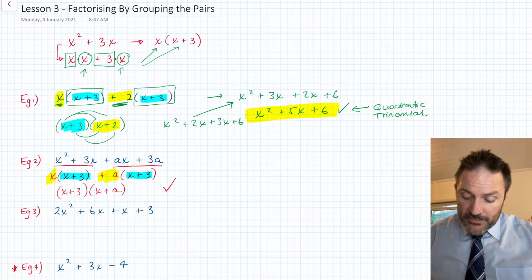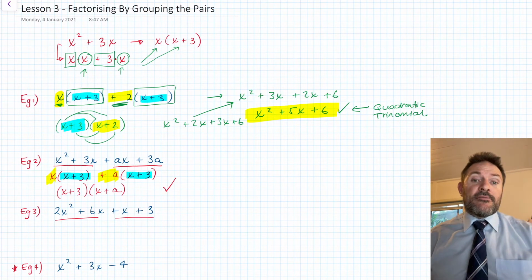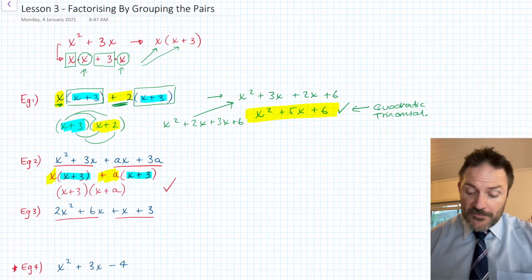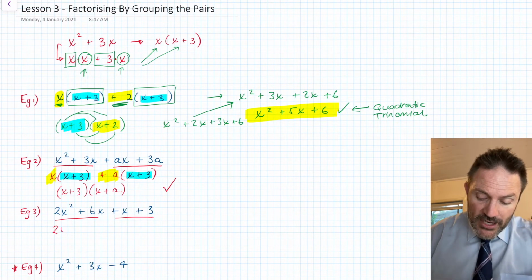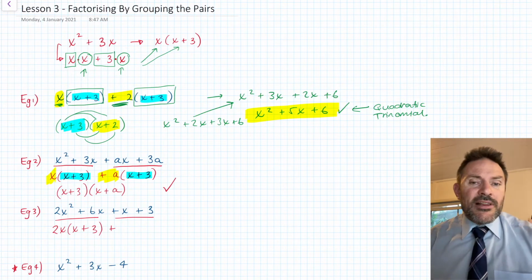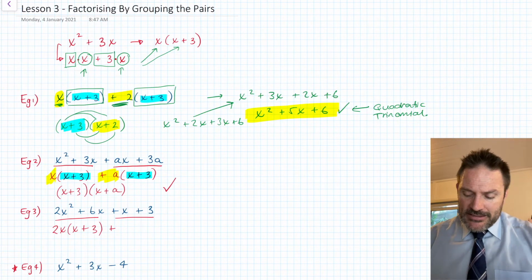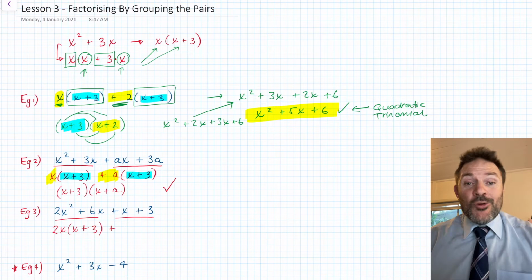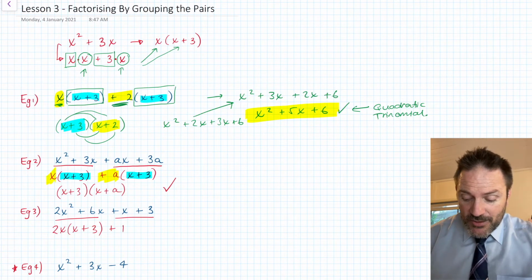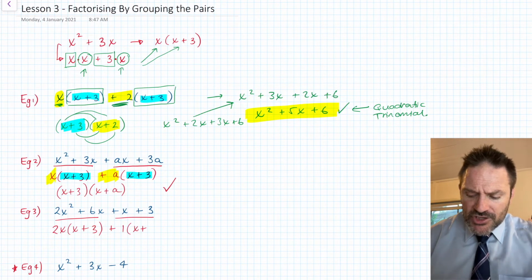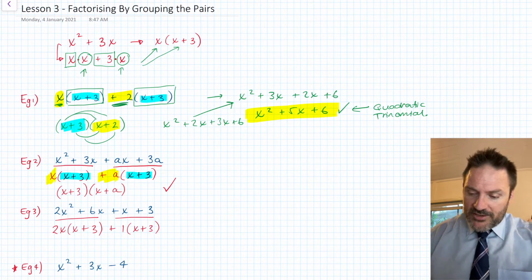Now, the next one, exactly the same thing. We have 4 terms here. I'm going to factorize the first 2. I've got 2x outside of x plus 3. What goes in the last one? Well, in this instance, there's nothing apart from 1. And usually it doesn't help us, because if I do that, we simply have the x plus 3 there. Nothing's changed.